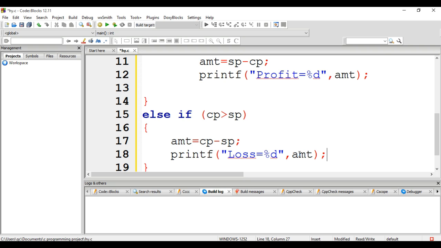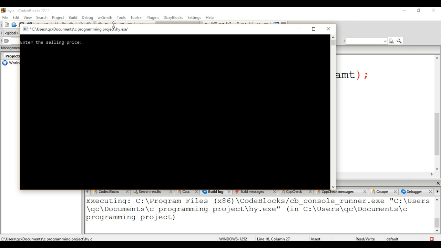So we have finished writing the code. Let's check this program. To check it, we need to click on the build and run option. So I am running the program. You can see on my laptop screen, the user is being asked to enter the selling price. I'm entering the selling price 500 and the cost price 400. You can see the profit result has come here.